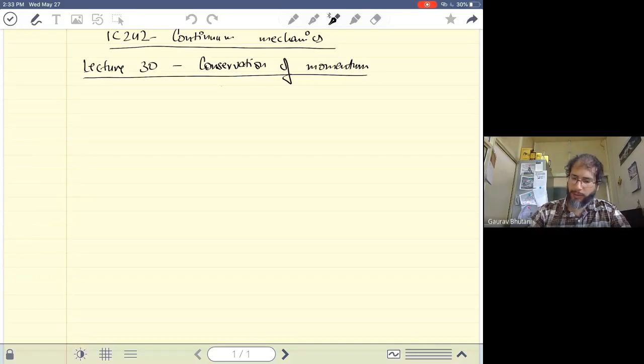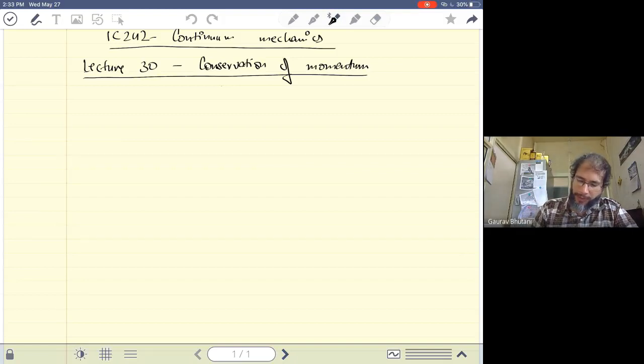So this is lecture number 30, which will be on conservation of momentum. Before that, we'll do a quick recap and a couple of problems. Last lecture, lecture number 29, was on the conservation of mass. We derived the general transport theorem, also known as the Reynolds transport theorem. Post that, we used that theorem to derive the conservation of mass equation for continuum bodies.